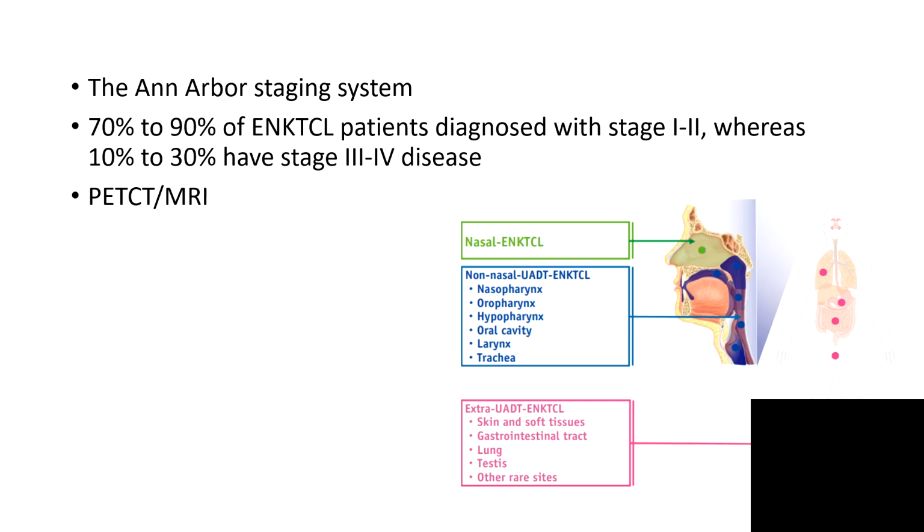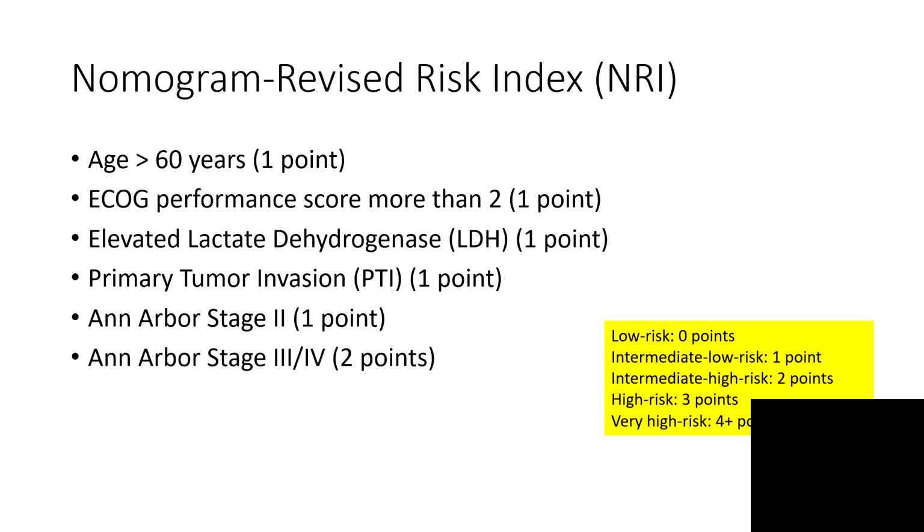The Ann Arbor staging system is also used in NKT cell lymphoma. About 17 to 90% of them present in stage 1 and stage 2, whereas about 10 to 30% present in advanced stages. PET-CT and MRI play an important role in staging as well as guiding radiotherapy delineation. The nomogram revised risk index is used to stratify patients into low, intermediate, and high risk groups.